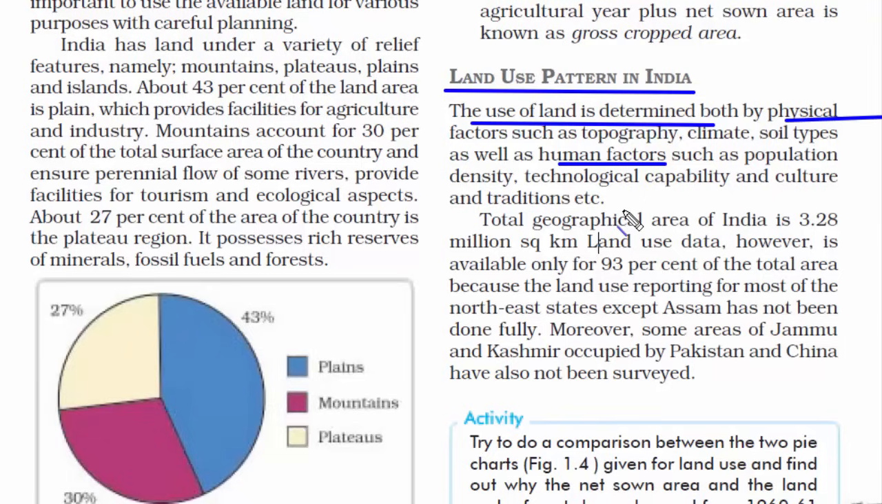And then we have the technological capability. Places like Hyderabad and Bangalore, which are the IT hub of the country, meaning these places are technologically advanced, have given a massive boost to the service sector, and a lot of people today are employed in these technological industries. So you see how technology plays an important role. And then we have the culture and traditions. Places such as Banaras and Haridwar are famous religious places in India. Again, the land use of these areas is so much determined by human factors. So I hope you get what I'm trying to say.